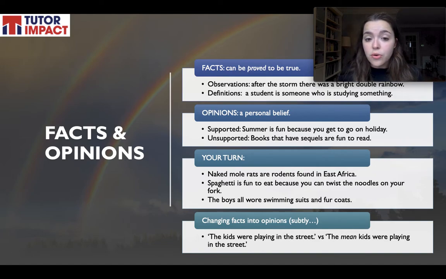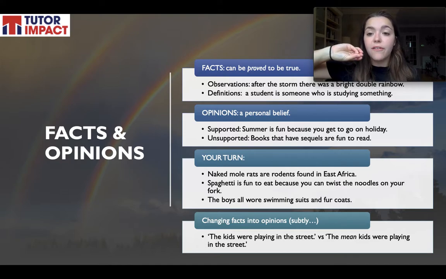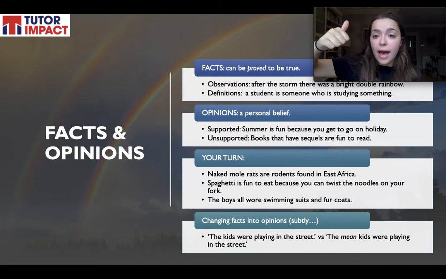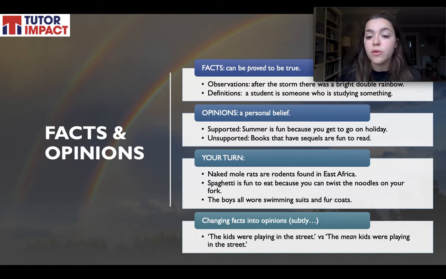If you want to have a go in this Your Turn section, have a look at these 3 statements and see if you can categorise them as facts, either observations or definitions, and opinions, either supported or unsupported. So if you pause now, and I'll give you a couple of seconds to do that.